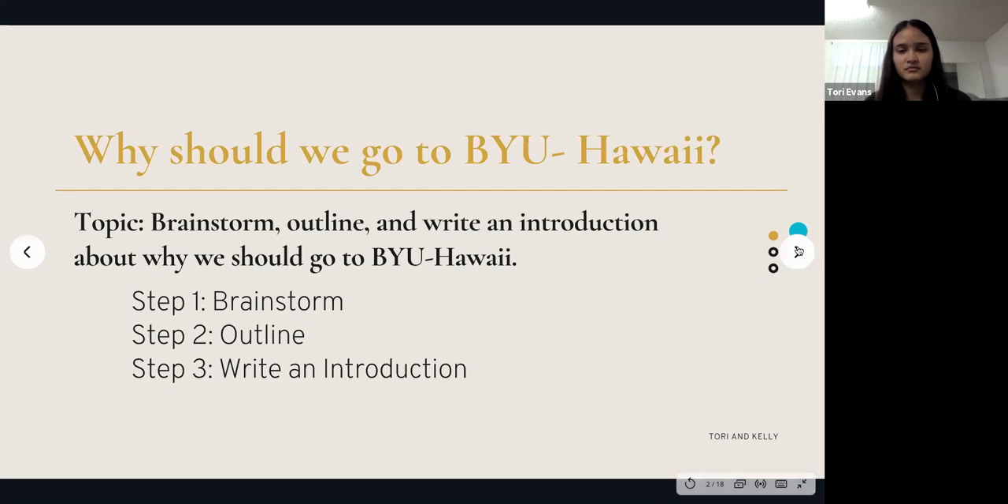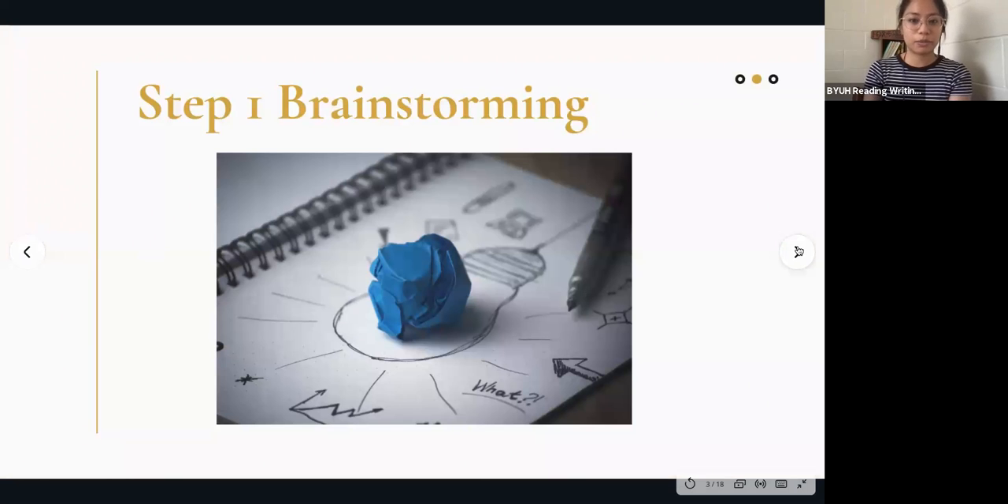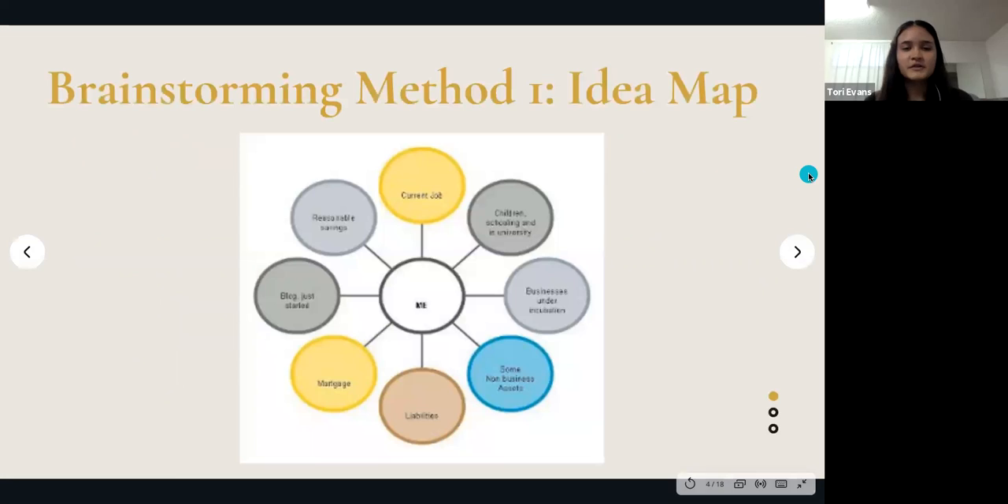So let's dive in. Our first step is to brainstorm. There's a couple of methods that you could use to brainstorm, and our first method is an idea map. In the middle bubble, you would put the main topic of your essay, which is reasons we should come to BYU Hawaii. And then the outside bubbles are all your ideas that you list out.